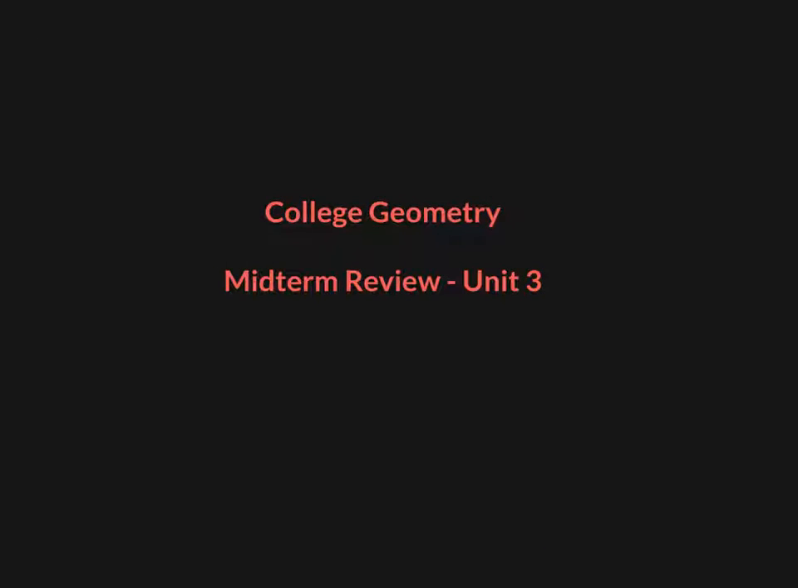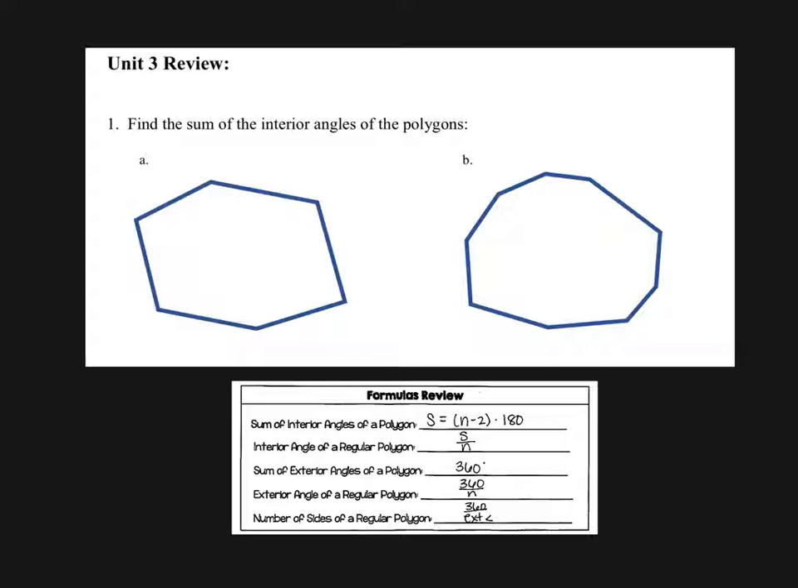And now we move into Unit 3, which is our most current material. The first question here deals with finding the sum of the interior angles of a polygon. Now notice down at the bottom, I have included all of the formulas from the notes. So the sum of interior angles, denoted as S, is equal to the number of sides minus 2, because that means that there are that many triangles in the interior.